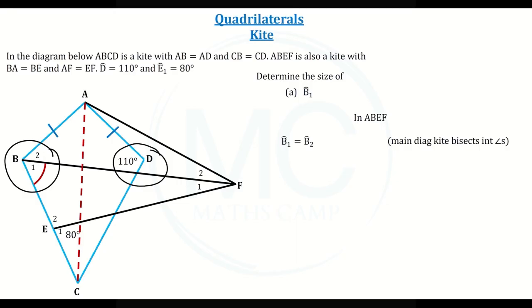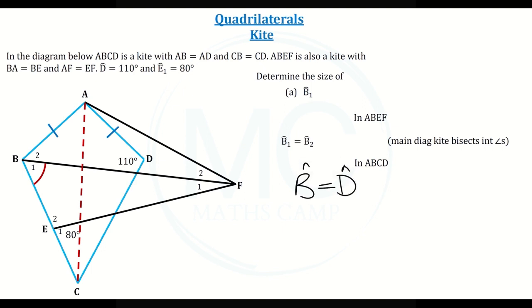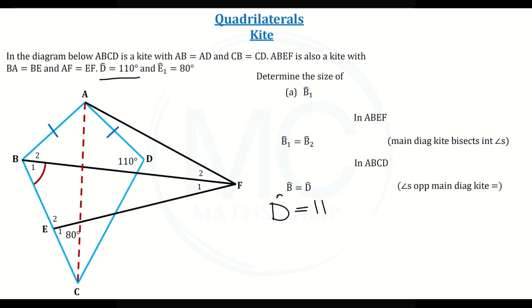If you have not been given a main diagonal in the diagram, you can always draw one in. This will help you to determine which angles are bisected by the main diagonal and which angles lie opposite the main diagonal. Now we can see that in kite ABCD, angle B is equal to angle D because the angles opposite the main diagonal of a kite are always equal. The question tells us that angle D is 110 degrees. So let's make a note of it down here. So you can say angle D is equal to 110 degrees. We know this is true because this has been given to us in the question.